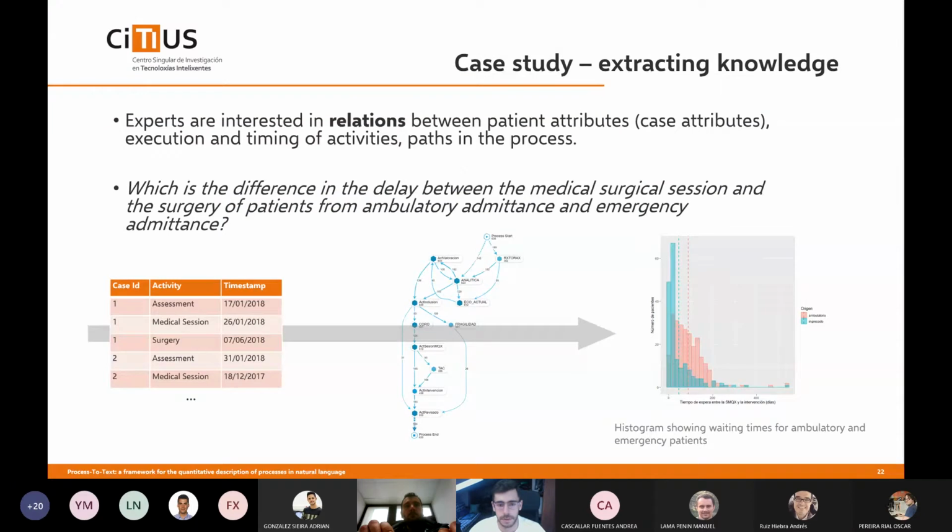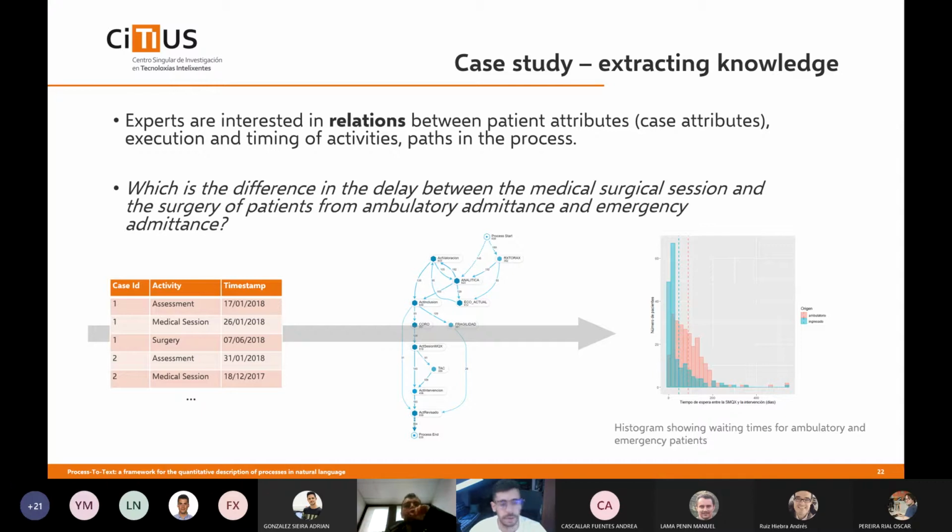So medical experts show real interest in applying process mining techniques to this process because it allows them to extract knowledge like relationships between patient attributes, relationships and delays between activities, or to understand which different paths in the process patients with different attributes follow. However, understanding this information is difficult.